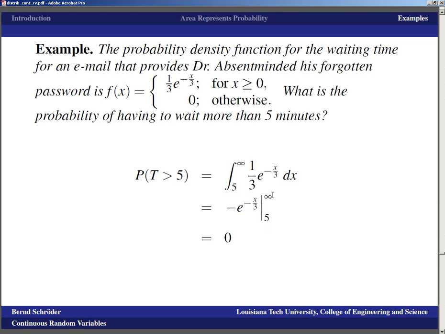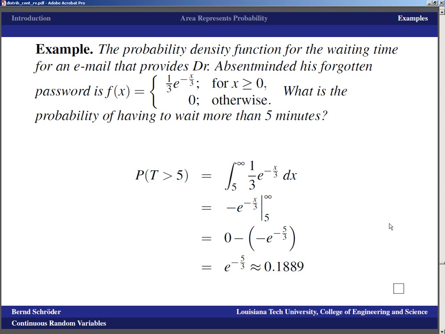Well, as x goes to infinity, that exponential still goes to 0, and at 5 we get minus negative e to the negative 5/3. So the probability, if you want to give an exact value, if you don't have a calculator, is e to the negative 5/3. Of course, we don't quite know what that number is, and so with a calculator or with a machine, you realize that's about 0.1889, so about 19% or so. So there's a 19% chance of having to wait more than 5 minutes, so maybe the good doctor could go and get himself a cup of coffee or something like that.